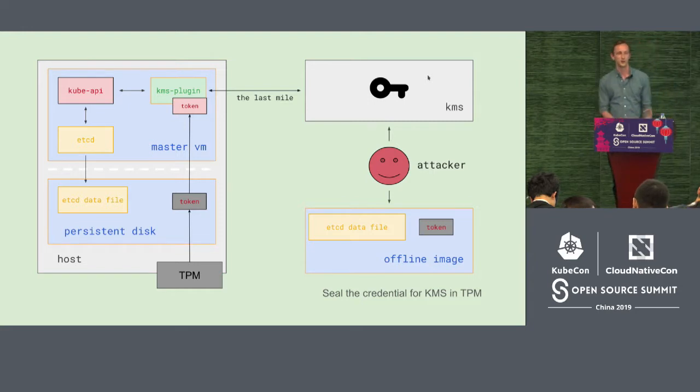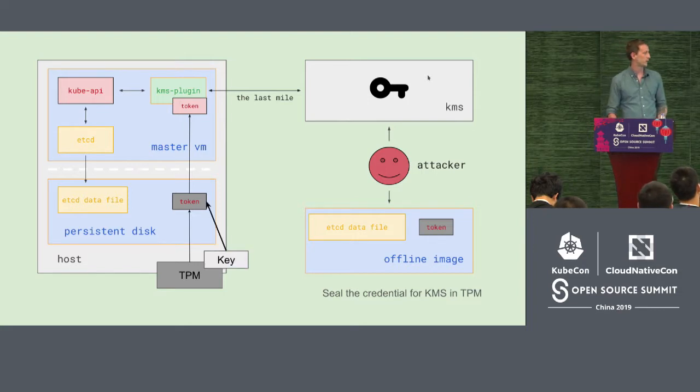First idea might be to just put the token in a TPM because it's protected memory, right? But we actually need to read the token in plain text in order to pass it to the KMS provider. So we cannot put it directly in a TPM, but we can use an encryption key stored in the TPM and encrypt the token with it before storing it on disk. This is called sealing. In order to unseal the token, you need to be physically on the master VM, having access to the actual TPM to get access to this key and decrypt it.